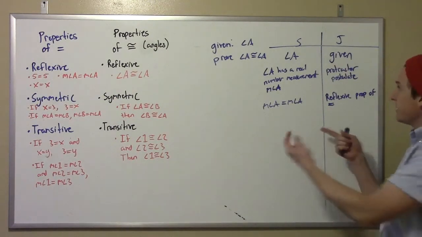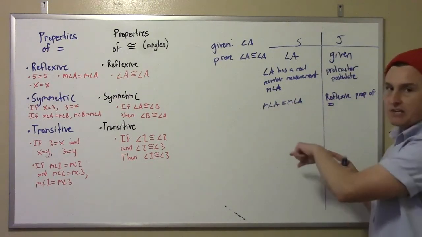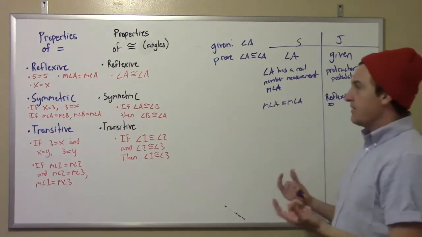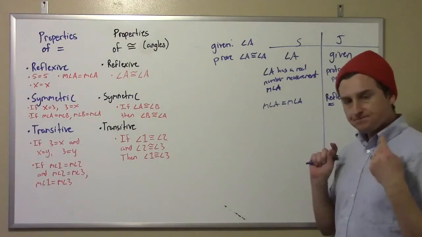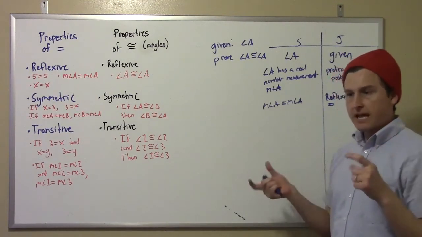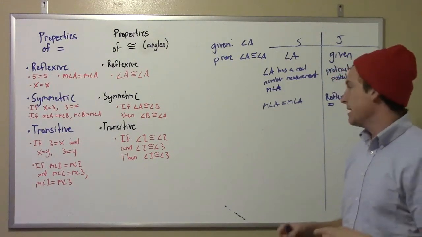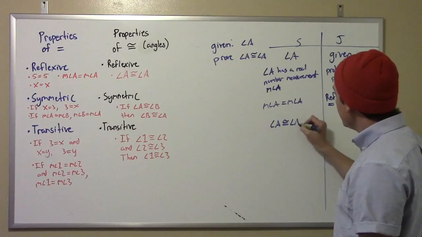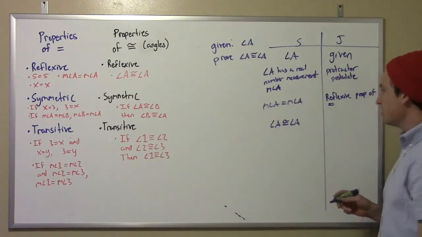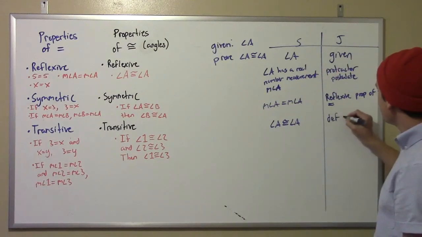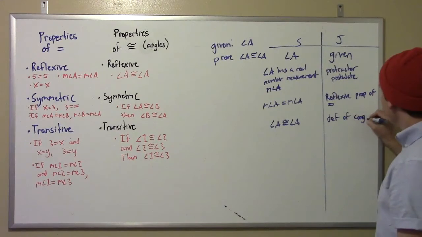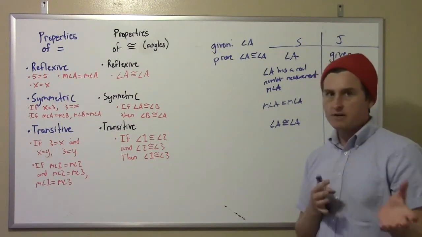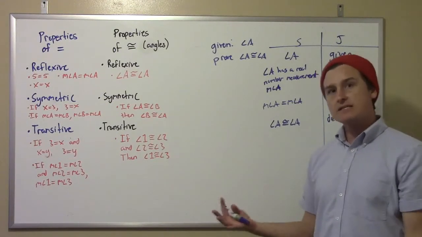Okay? All we got to do now is just change this back to congruence, and we do that by using the definition of angle congruence. The definition of angle congruence is just that if two angles have the same measurement, they're congruent. Okay, so we can say that angle A must be congruent to angle A because they have the same angle measure. Definition of angle congruence. We're going to write def of cong. Okay, so congruence pretty much means the same thing whether you're talking about an angle or a segment. It means the measurement is the same.